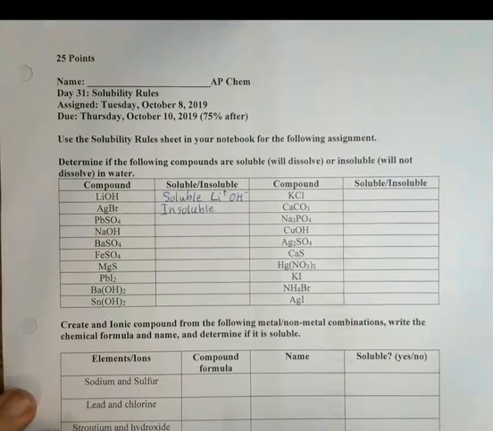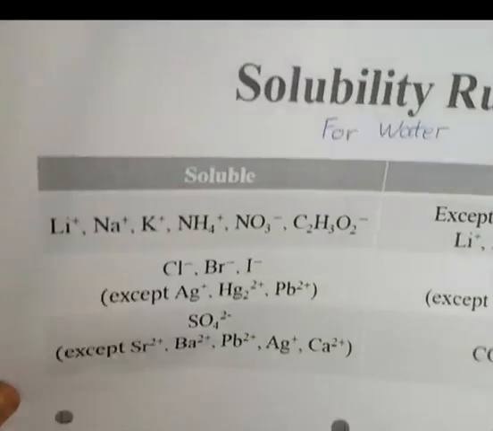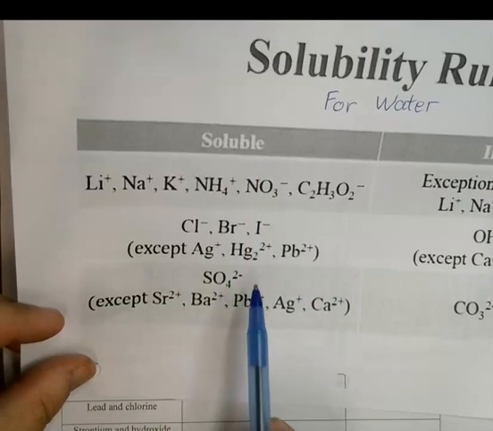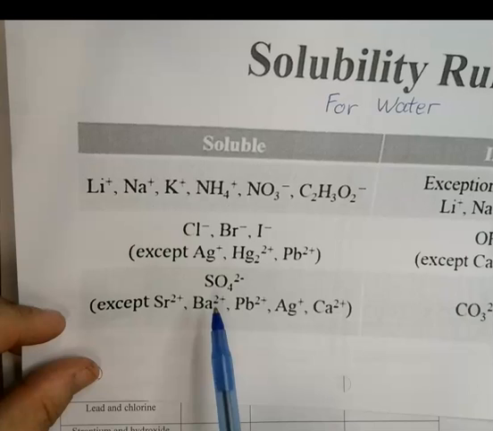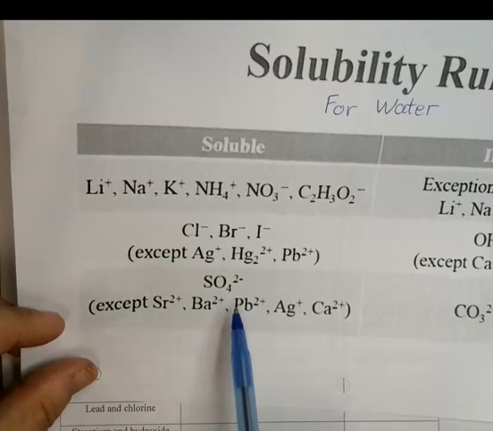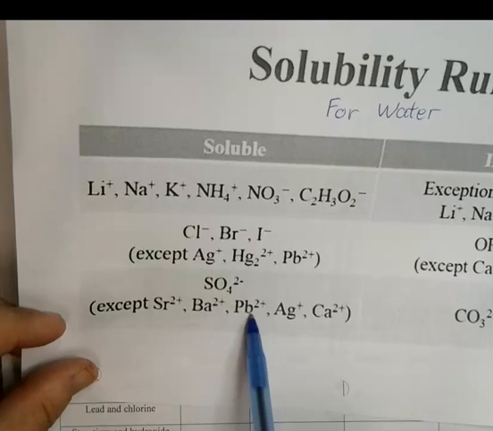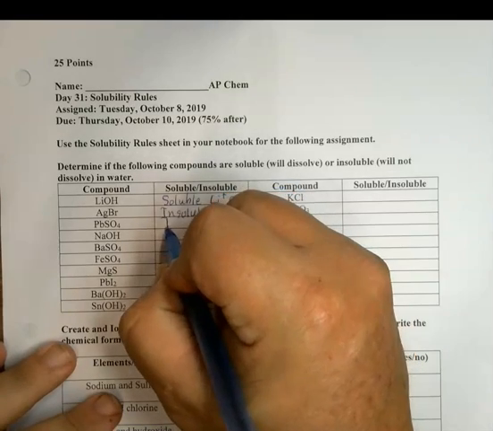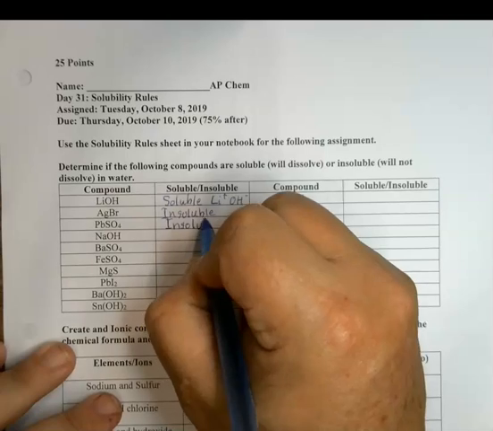All right. Lead sulfate. Let's see what happens. Where do we find sulfate? And over here in the soluble column, we see sulfate. Sulfate is soluble, but except for 5 elements, it won't be soluble. So it's insoluble if it's attached to any of these 5 things. Lead is one of those. So lead sulfate is insoluble. You put it in water, it'll stay together.